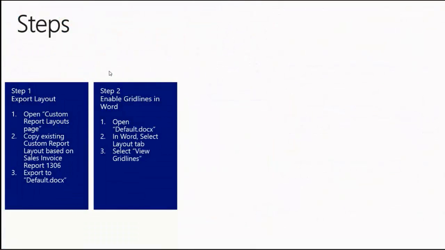Step number 2, enable grid lines in Word. So now we're going to enable the grid lines in Word. First, we're going to open up the custom Word layout. In Word, we're going to select the layout tab, and then we're going to select the view grid lines, so it's easier for us to see and understand the structure of the report.